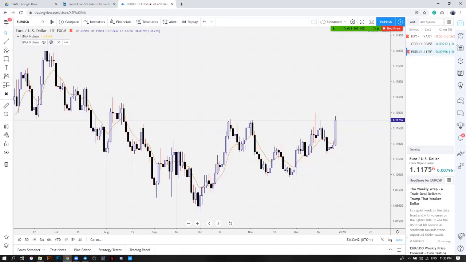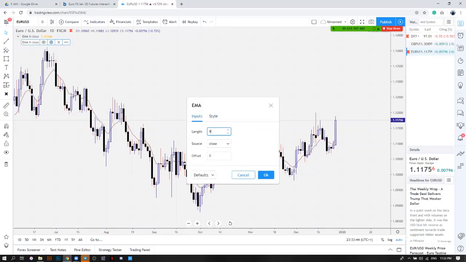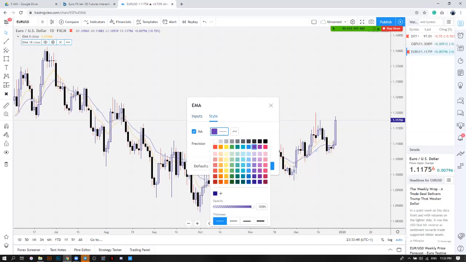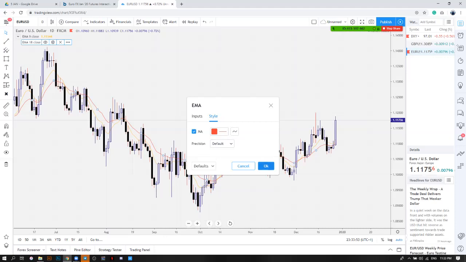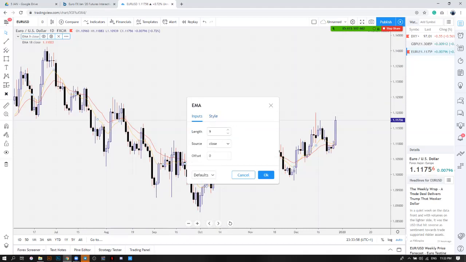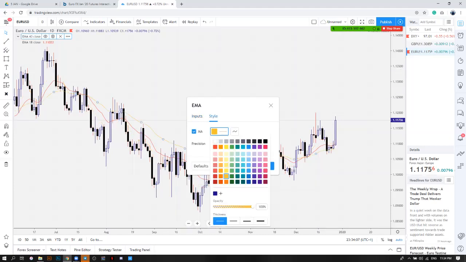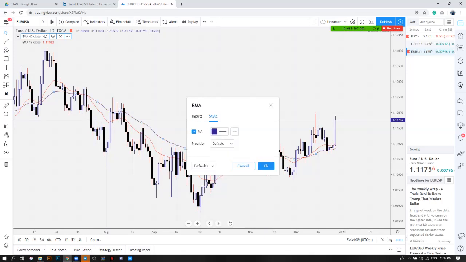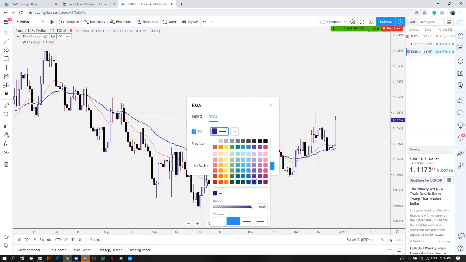Now, the 18, let's make this 18. It's just red. And the 40, 18, 40 EMA. Oh, come on. Dark. Oh, shit. Okay.